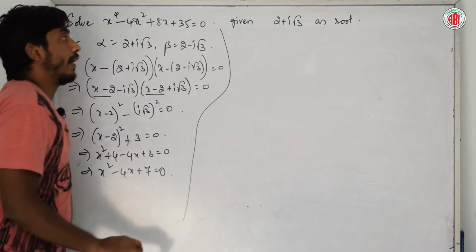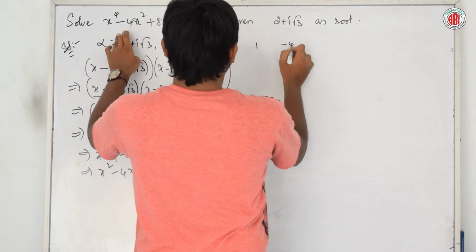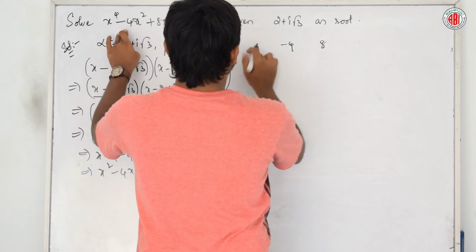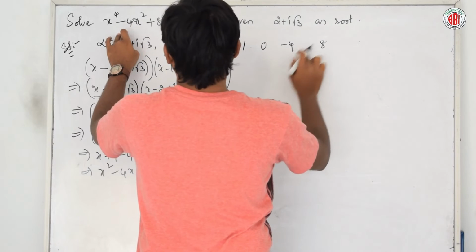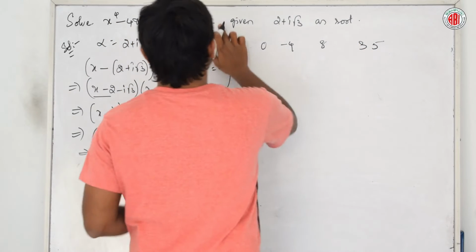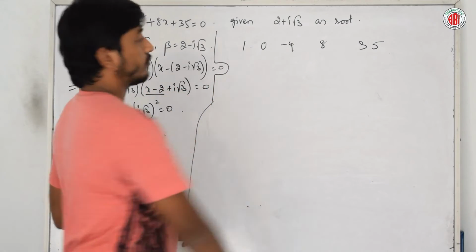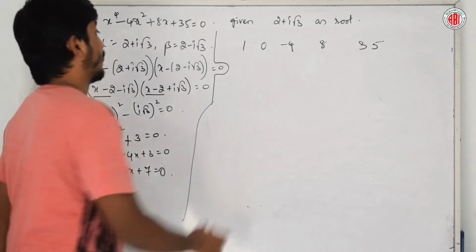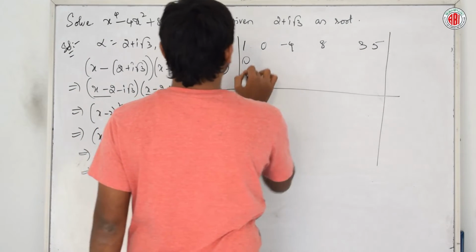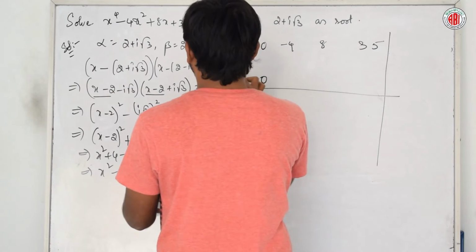Is it okay? Now let us do synthetic division. 1, minus 4, 8. Sorry, there is a cube missing here. So 1, 0, minus 4, 8, 35. Is it right? Are we missing any other things? So be careful with this kind of questions. So we will just put 0, 0, 0. Now we will write here 4 and minus 7.